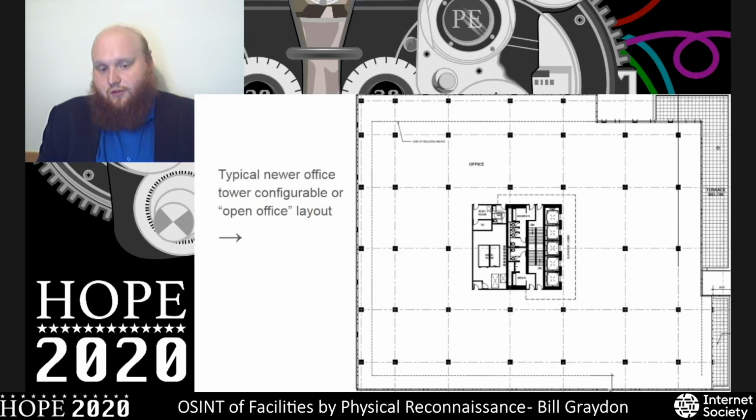What that generally translates to in newer high-rise construction is a central core that contains all of these elements, so your elevators, stairwells, washrooms, mechanical rooms. And for office buildings, most new construction is built as an open layout around that, which then the tenants can partition as they see fit.